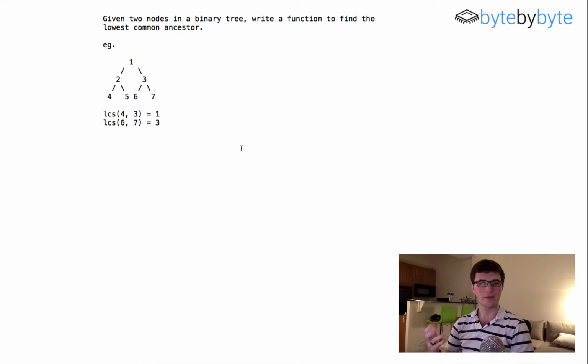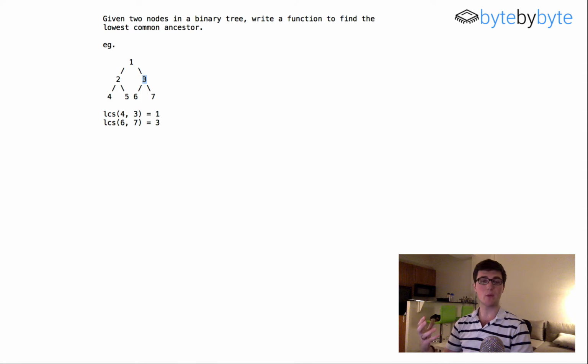Hey everyone. So today we're going to do a problem where we're going to try and find the lowest common ancestor of any two arbitrary nodes in a binary tree. So let's go ahead and look at this example that we have here and make sure that we understand how to do the problem. So we have, for an example here, 4 and 3.